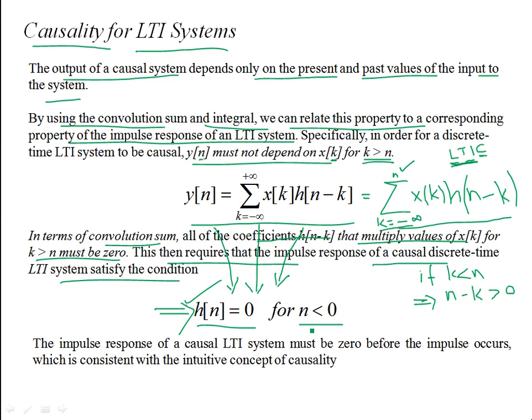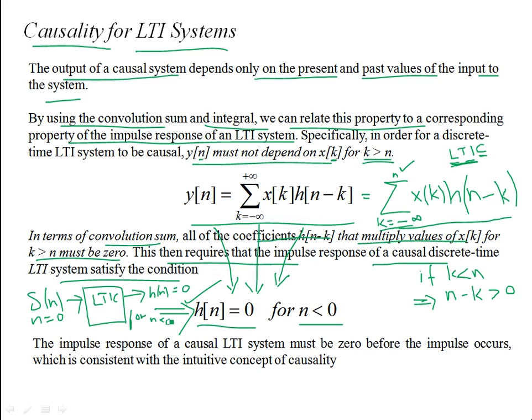Now intuitively, for such a system, delta of n is applied at n equal to 0. The system is both linear time invariant and causal, so if it is LTIC, then that delta function is applied at n equal to 0 only; otherwise it is 0. Therefore the output h of n should be 0 for n less than 0. What does this mean? Again, the system is not anticipating the future.